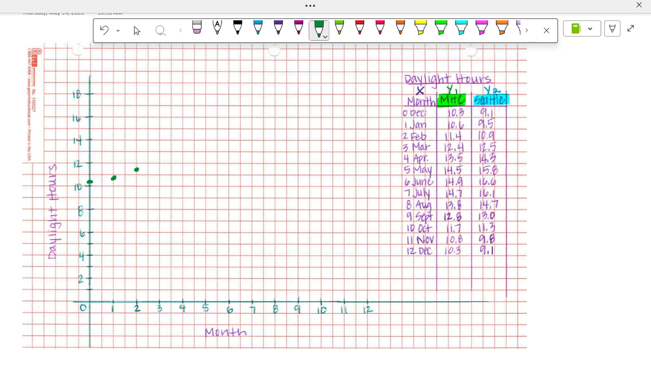For 3, 12.4. So I'm going to go all the way up to 12. And it's 12.4, so I'm going to go just a little bit under halfway to the next line. For April, which is month 4, it is 13.5, so I'm going to go all the way up to the line in between 12 and 14. That represents 13, and it's 13 and a half, so I'm going to get as close to halfway as I can between the 13 line and the 14 line. Again, it doesn't have to be perfect. You're just kind of guesstimating these points.